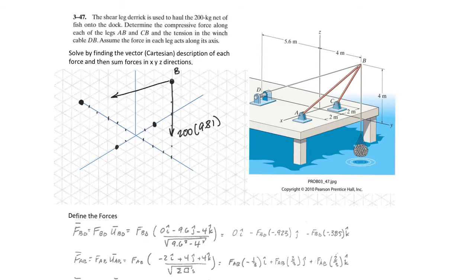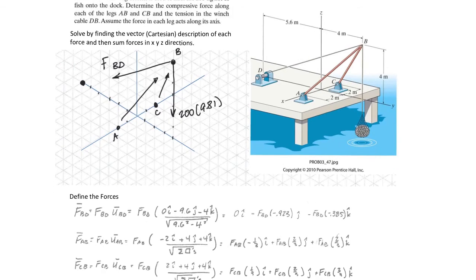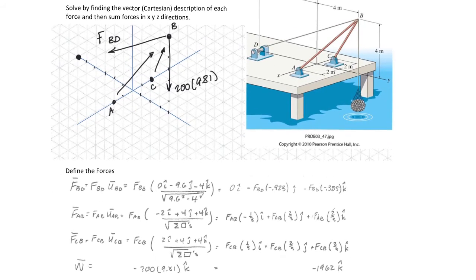That will be BD, and that'll be force BD. Now the two legs are in compression, and again, if you can't see that quite yet, a little practice will help us get there. So this one's pointing up in this direction, and that one is pointing up in that direction, and that will be from A and C. All right, now let's define those forces. Again, you can go quickly once you get a little practice. FBD, we'll start with this one. It is FBD times the unit vector. The magnitude is unknown. It goes 0 in the I direction, negative 9.6 in the J direction, negative 4 in the K direction.